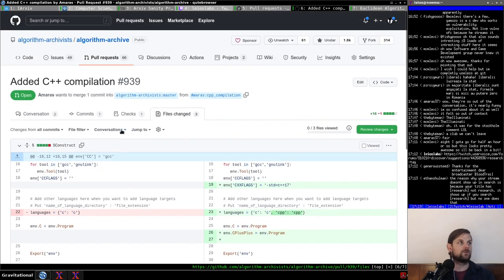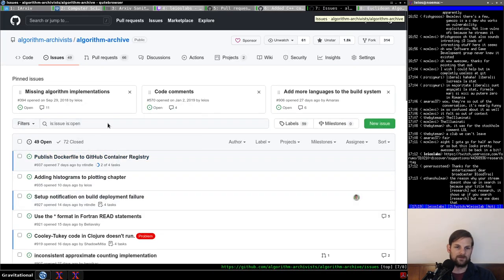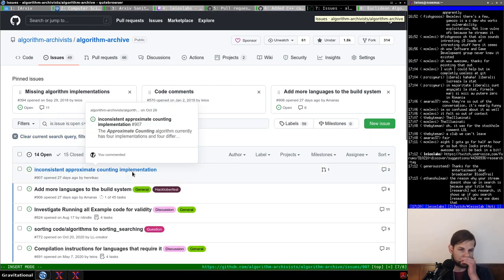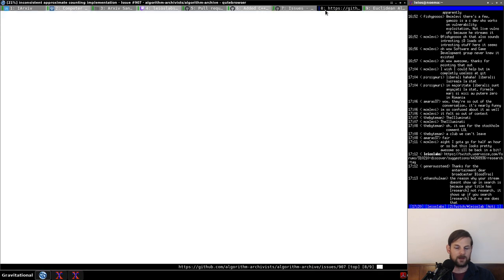The issue here is that over time with the algorithm archive, several people have implemented code in C and C++. Depending on the compiler and several other things, there have been several warnings that got through peer reviews. Not necessarily errors so much, but problems with the code. If we want to add a bunch of different flags to be more strict about the C++ code that enters the algorithm archive, we have to fix that old code. So what I want to do is check the issues here and see if there's a discussion about C and C++. I don't know if there is. Inconsistent approximate counting implementation. Was this fixed? I think this was fixed.